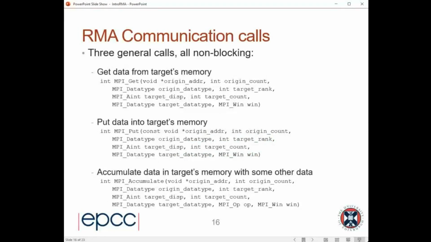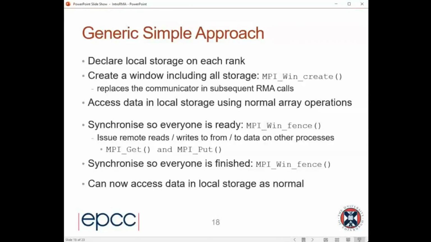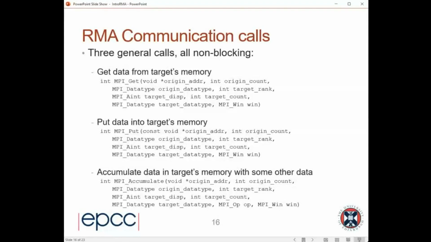So there are really 3 general calls, all non-blocking. There's a get, which is a remote read, a put, which is a remote write, and an accumulate, which is a remote write with an addition at the end, if you want to increment the counter. So what you do here, this is like a send and a receive together. Basically you're going to remote read, okay?